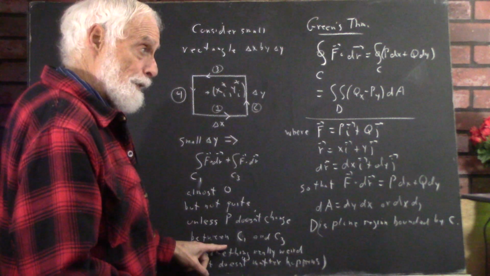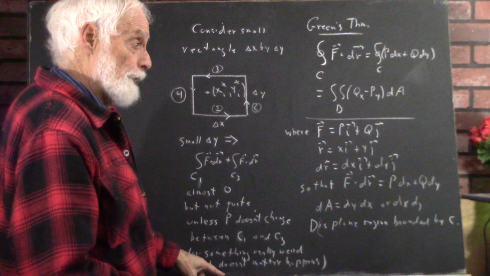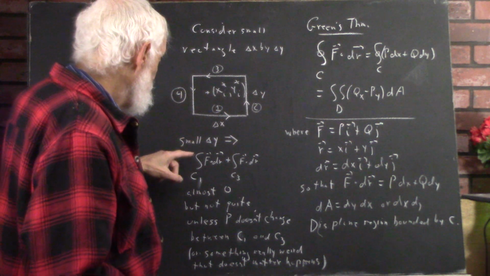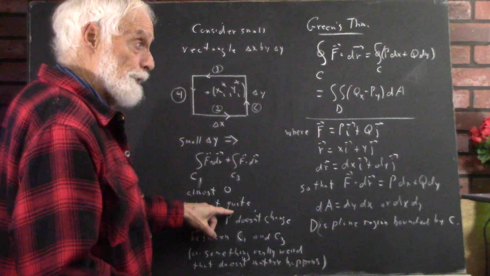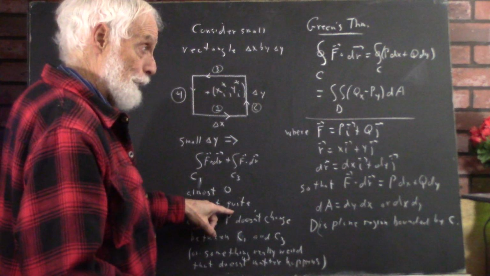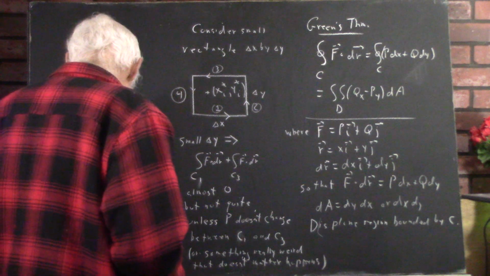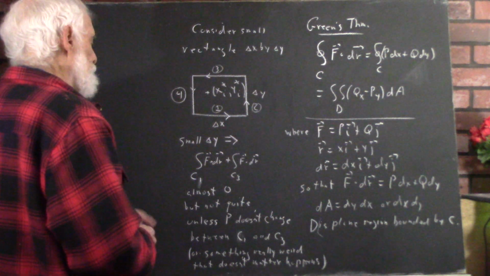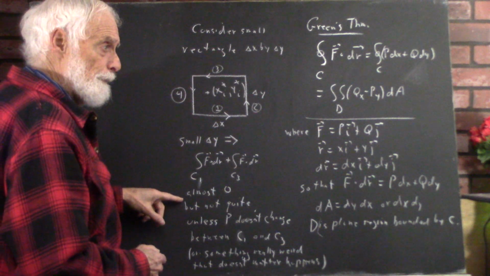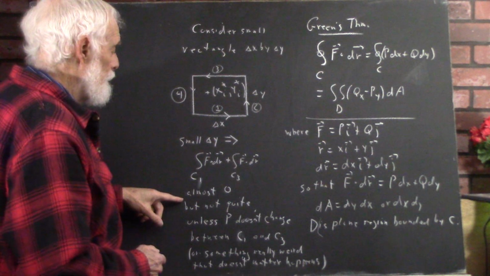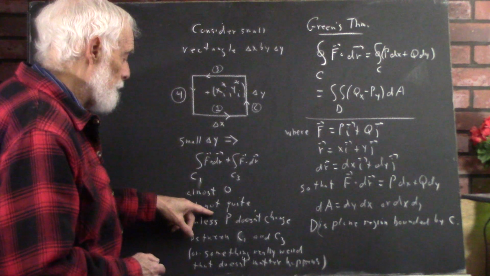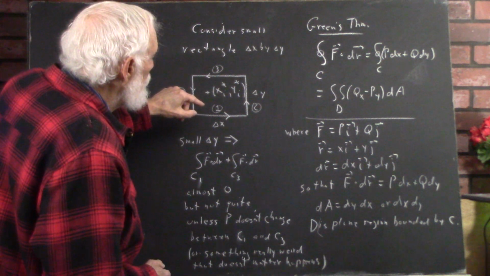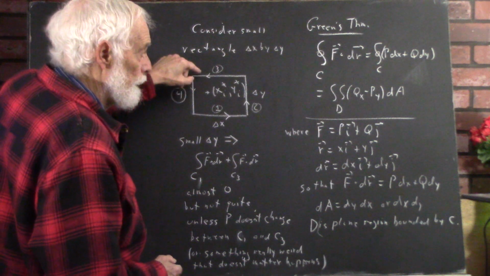Unless this is true and something totally weird doesn't happen, this will be almost but not quite 0. Okay? Yeah, I think I said that right. Okay, you want to grasp that. Now, it's almost 0, but not quite, and the not quite depends on how the P function changes between here and here.